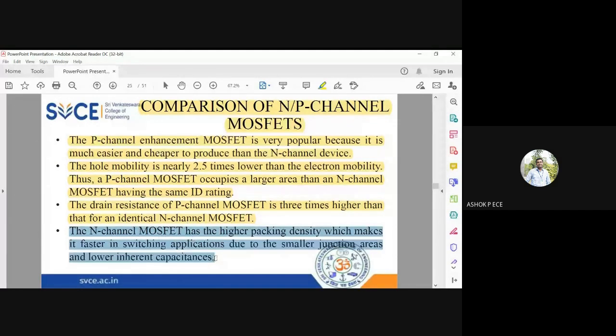Packing density means you can fabricate more N-channel MOSFETs in a given area when you compare to P-channel MOSFET. Because we have seen P-channel MOSFETs are going to occupy larger area, right? So when the P-channel MOSFETs occupy larger area, you cannot produce more P-channel MOSFETs per unit area. So that is called a term called packing density. Packing density means how many MOSFETs are present per unit area. So N-channel MOSFETs will have a higher number compared to P-channel MOSFETs because P-channel MOSFETs are going to occupy larger area during fabrication.